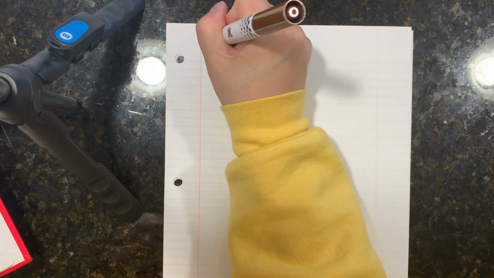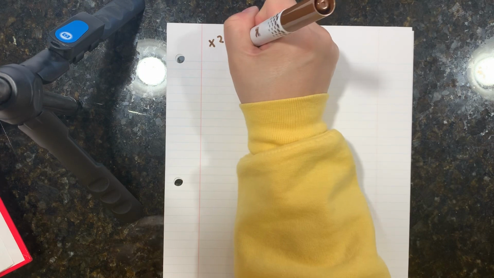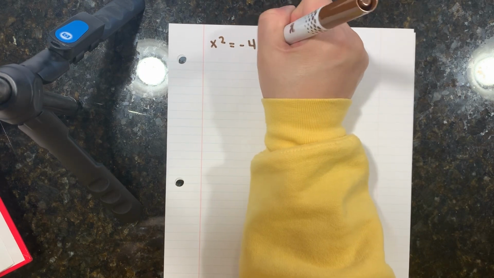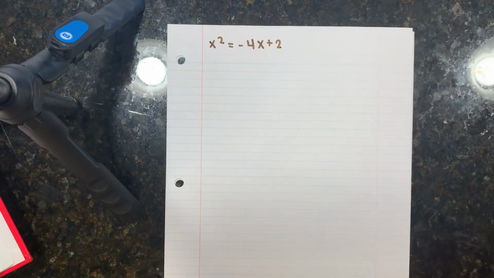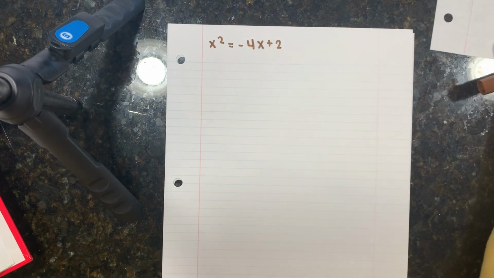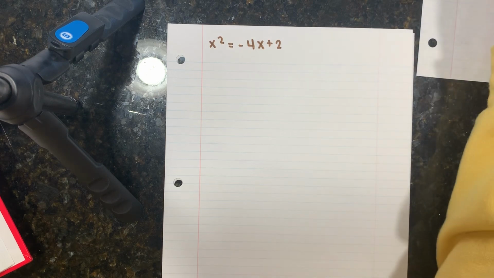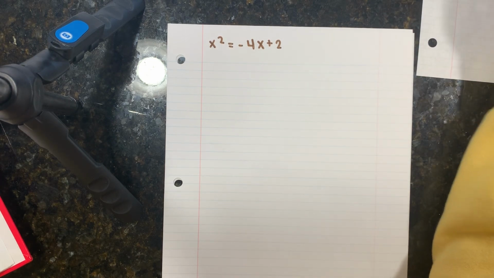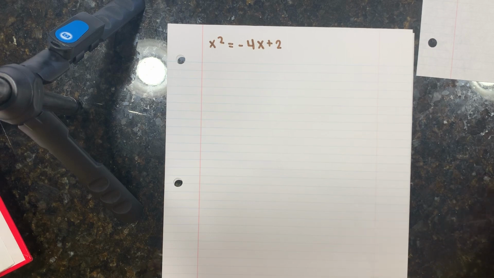If you look at 93.1, it says, what kind of solutions does the equation x squared equals negative 4x plus 2 have? And it says do not solve. So you're not actually solving for what x is equal to. We are just trying to decide from our list if b squared minus 4ac equals 0, if it equals a positive number, or if it equals a negative number.